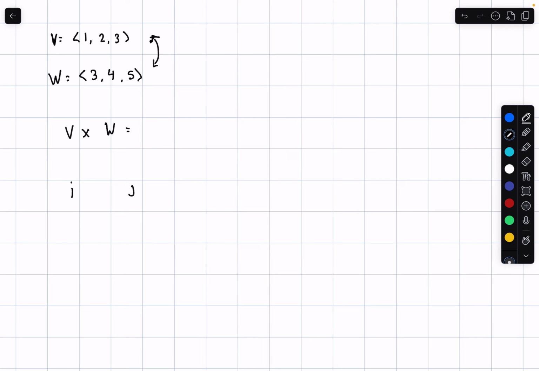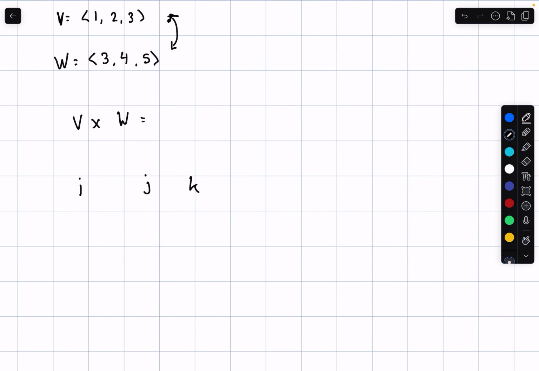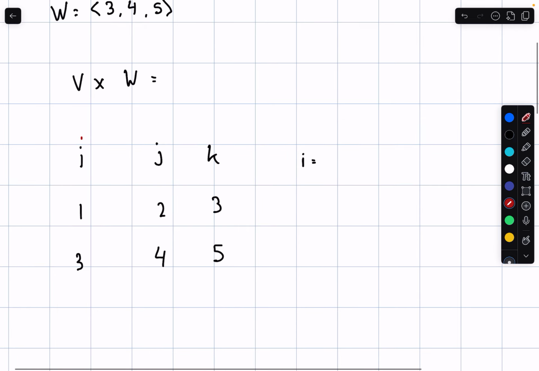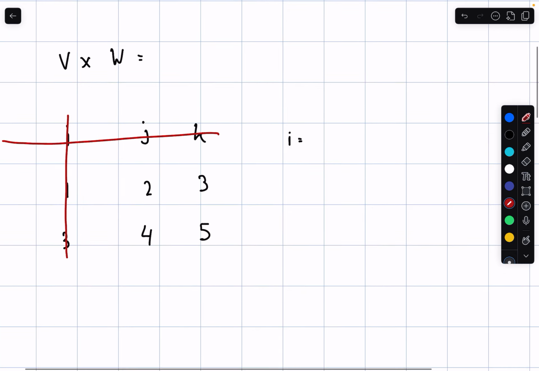And so the easiest way to compute this is to just write out i, j, k, and then write out v first, 1, 2, 3, and then write out w, 3, 4, 5. And to find the i component of the result of our cross product, all we do is cross out the column that i is in, and cross out the row that i is in. And we now look at what's left.